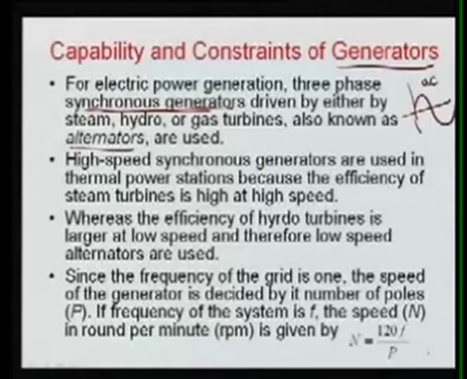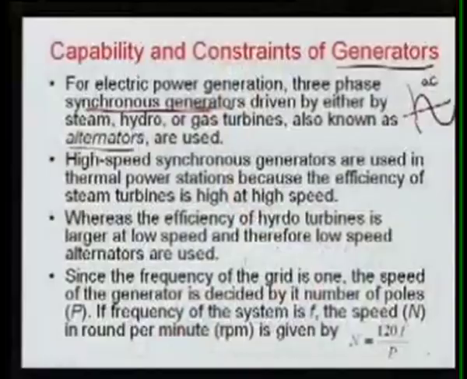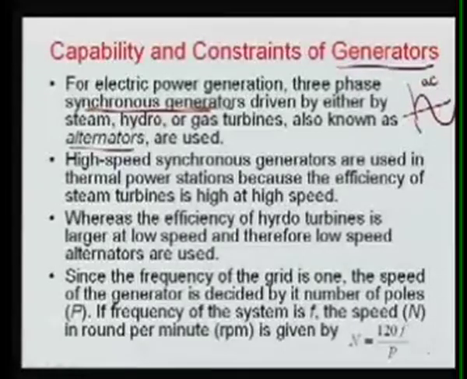There are different types of synchronous alternators. One is cylindrical, another is the salient type. In the cylindrical, normally the number of poles is limited. However, in the salient, the poles are more and the poles are salient in nature. High-speed synchronous generators are used in thermal power stations, or you can say steam turbines. Where steam turbines are used, we go for high-speed alternators, because the efficiency of the steam turbine is high at high speed, whereas it is reverse in hydro turbines. The performance is better at low speed.